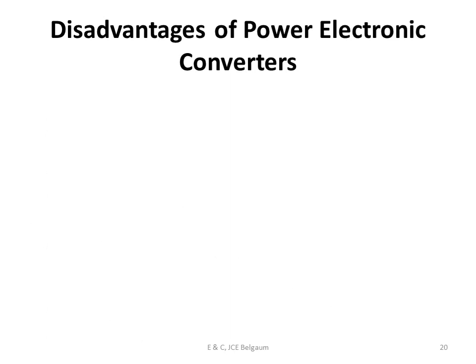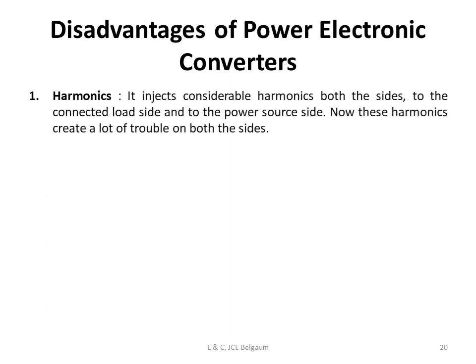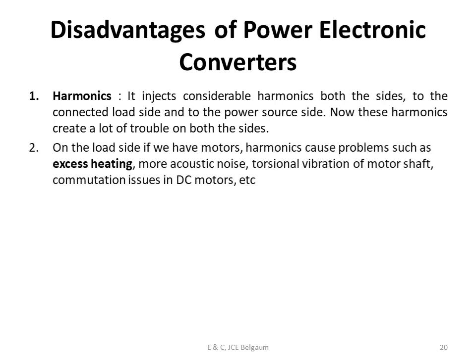Of course, there are some disadvantages of power electronics converters. The main thing is harmonics. I have discussed it, and it is injected because of the switching on and off of the devices, and it gets injected both at the input side and at the load side. Okay, and that actually causes a lot of trouble.